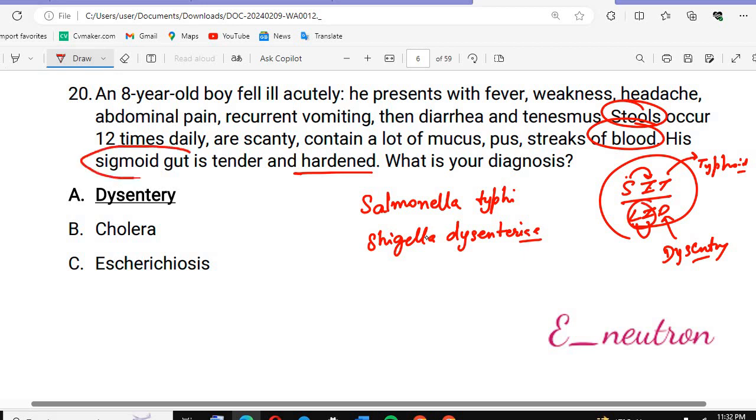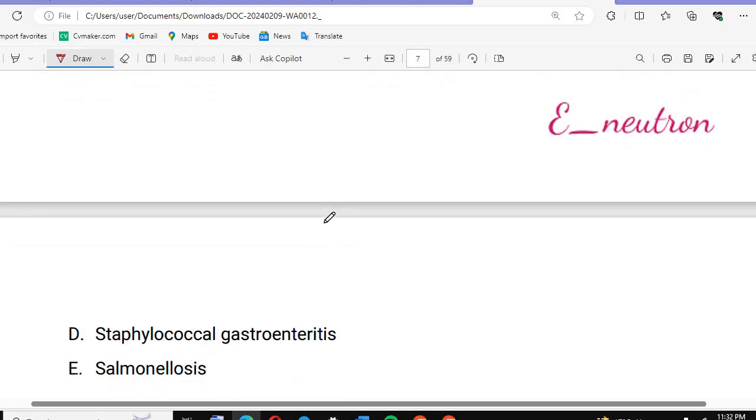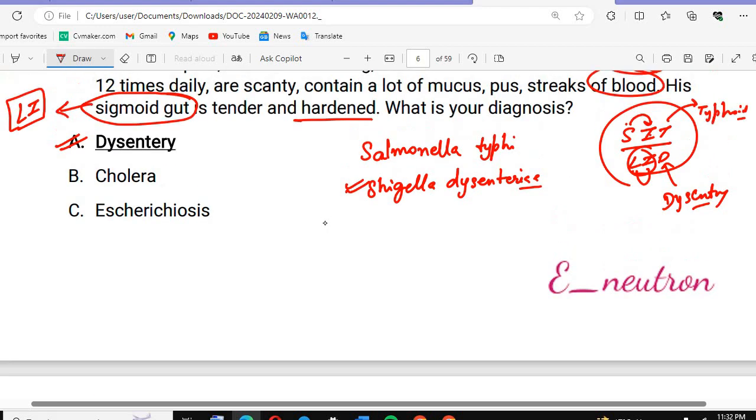Now you can see there is a sigmoid gut. The sigmoid gut is part of the large intestine. Now you can easily understand this is talking about Shigella dysentery. So what will be your answer? Dysentery. I hope everyone is clear. There are two options, salmonellosis and Shigella. Salmonellosis is not the answer here because in salmonellosis the small intestine is affected.